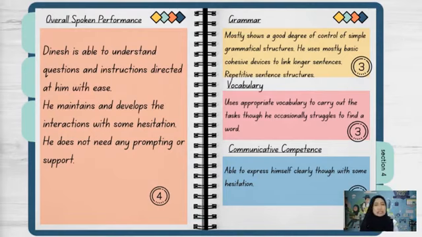Okay, he was looking for words. So that's the reason why he hesitated. Okay, all right. And what about the communicative competence? He is able to express himself clearly, though with some hesitation. So as you can see here, he was given a 3 for all these 3 parts of the analytical skills.